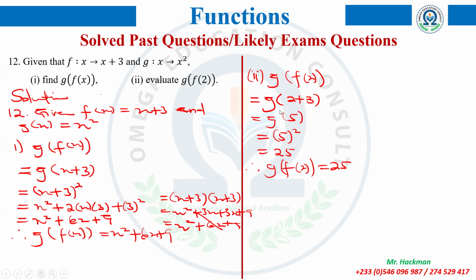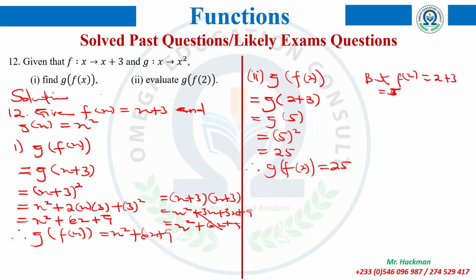All right. So this is what we have. J of F of 2. You know J of F of X means you substitute the F of X there. So J of F of 2 means you substitute the F of 2 here. But what is F of 2? Wherever you see X in F of X, you put 2 there. So that will give you 2 plus 3, which will be equal to 5. Is that clear?